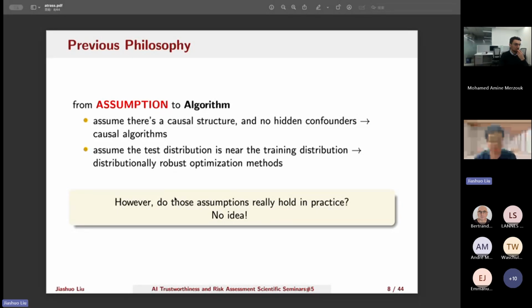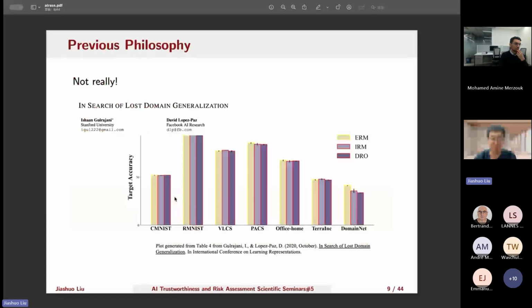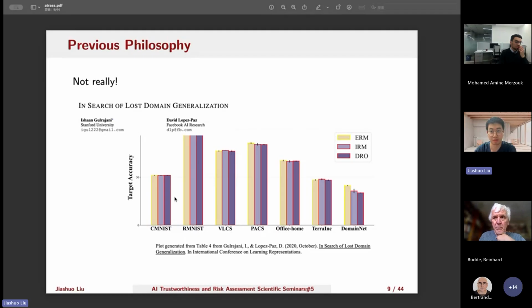However, the key question is: do those assumptions really hold in practice? The answer is probably not. From this maybe famous paper named In Search of Lost Domain Generalization, the authors show that actually domain generalization methods cannot outperform empirical risk minimization. Which means that even if we have developed so many robust methods or domain generalization methods, there's little progress compared with empirical risk minimization. So it's a huge problem. And here we think that maybe the key reason is that their assumptions may not hold in practice, so it makes their algorithms not work in practice.